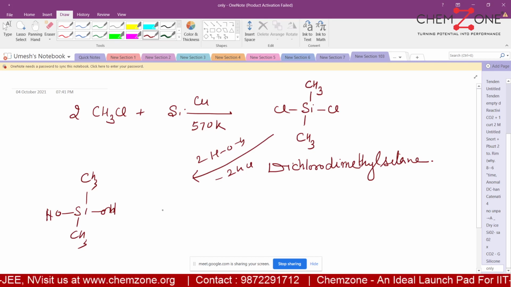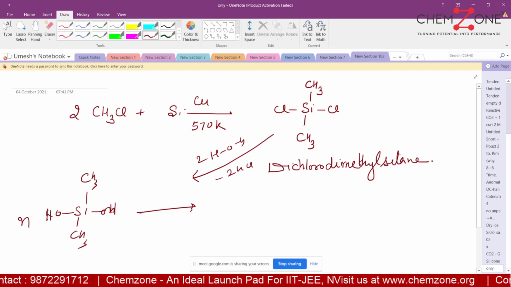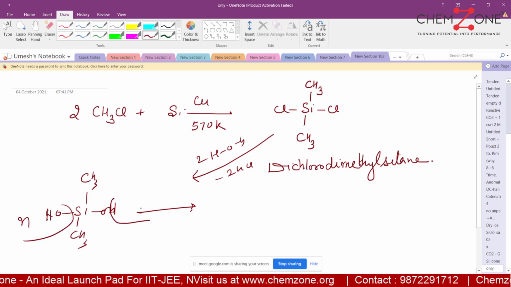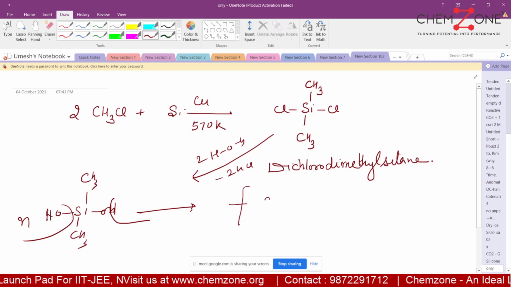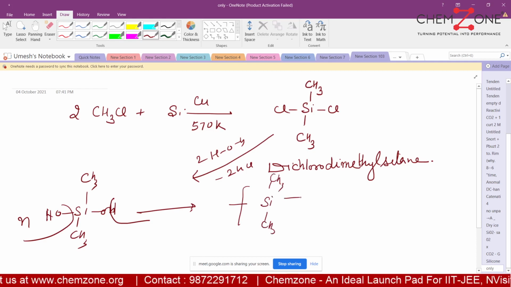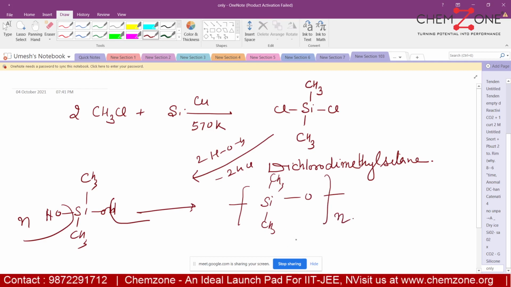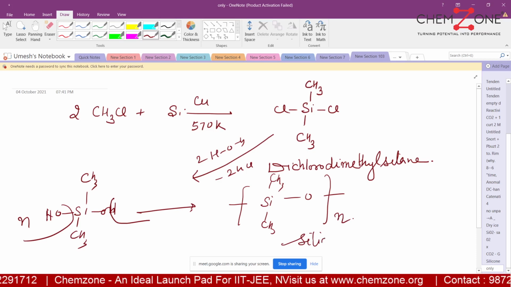Noted down? Now, n number of such molecules will undergo polymerization. You can see H with one molecule, OH with another molecule. So what will happen here? I will get a long chain polymer of this. This is a repeating unit. We call that long chain a silicone.